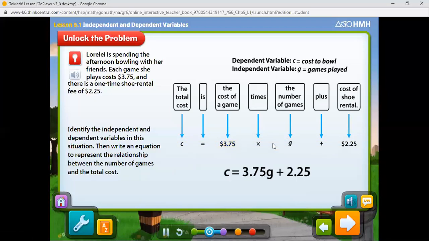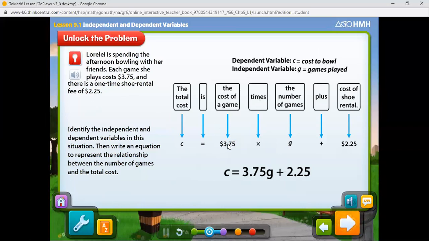Equation C equals 3.75G plus 2.25 represents the total cost in dollars, C, that Lorelai spends if she bowls G games. Okay, good. So going back to your book, I hope you understood this part. The total cost for playing the game is C. Okay, that means it's like 2.25 she has to pay for the shoes no matter how many games she plays.